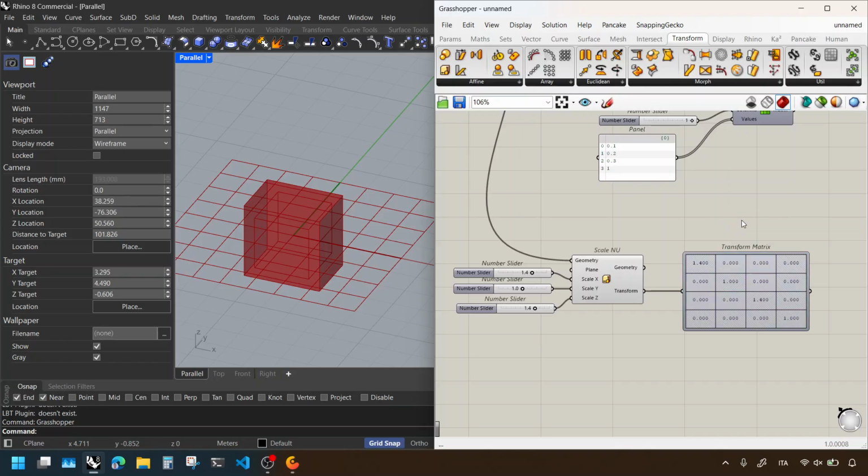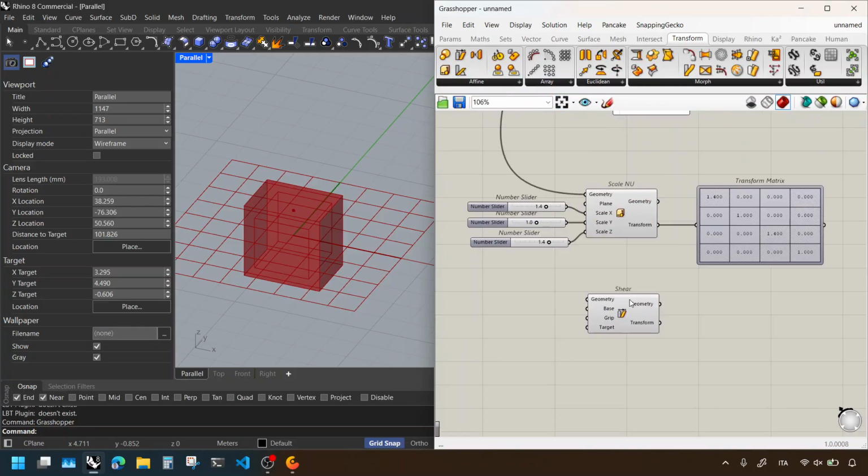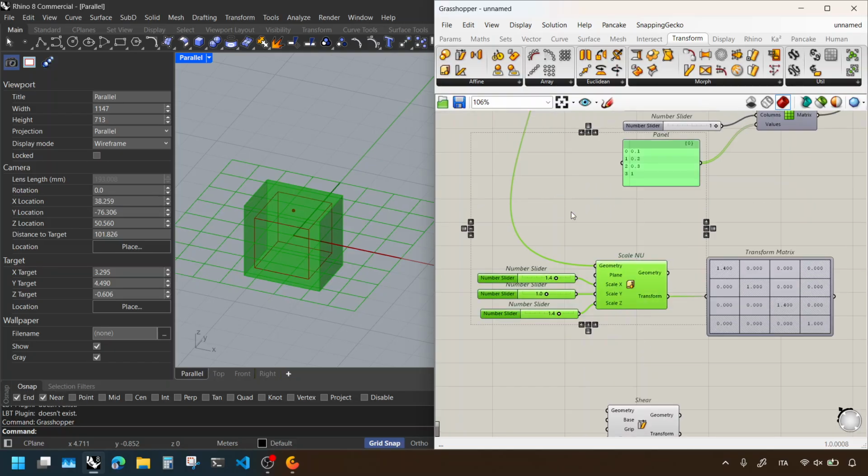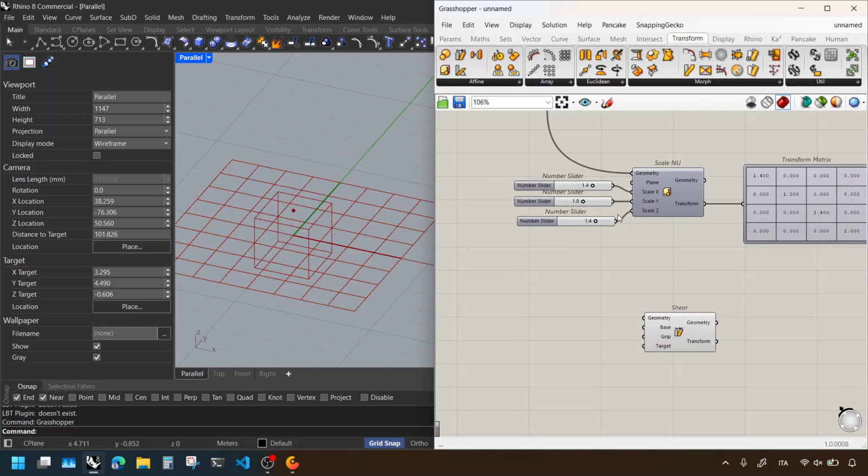Okay, so let's now do shear. Shear is quite simple, so let's hide this scale, and then we can do shear.